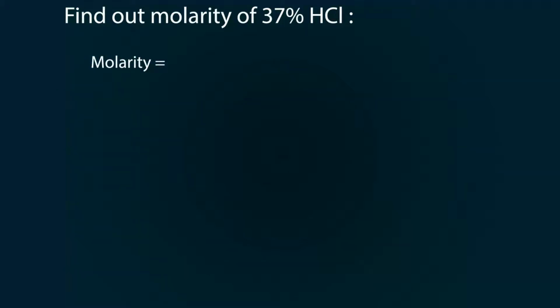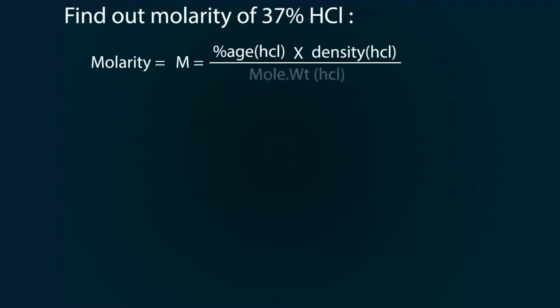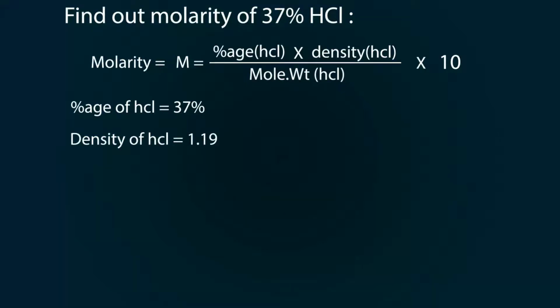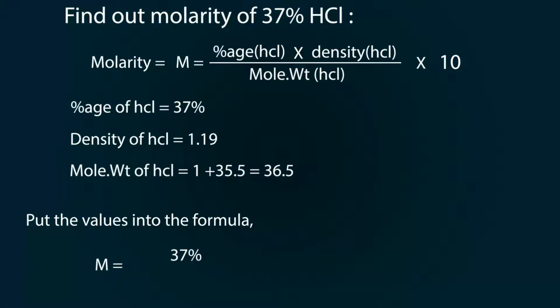So the formula of molarity is percentage of HCl multiplied by its density, whole divided by its molecular weight multiplied by 10. So the percentage of HCl is 37% and the density is 1.19. Here is the molecular weight of HCl, which is 1 plus 35.5, which is equal to 36.5. So by putting the values, 37 multiplied by 1.19 divided by 36.5 and whole multiplied by 10. Here we have our molarity as 12.